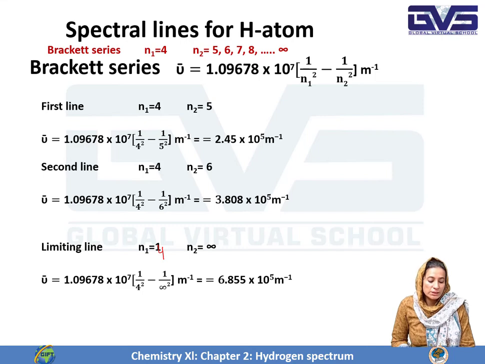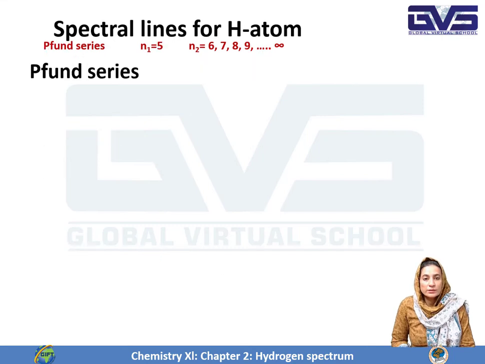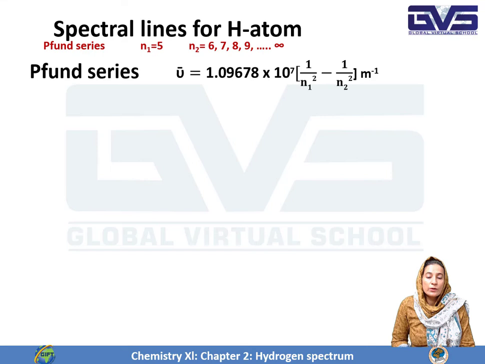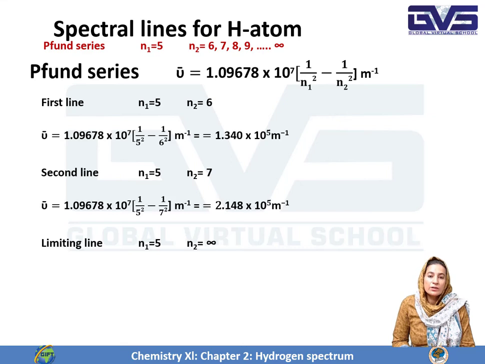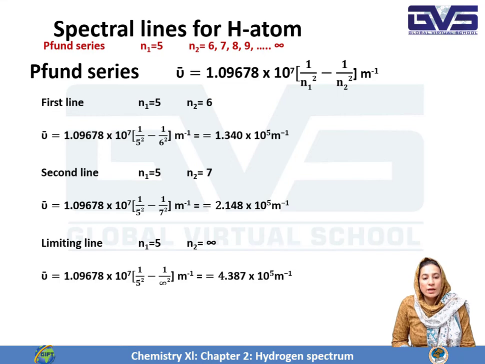can be asked from any series. Similarly, in one series, when the electron jumps from any higher orbit to the fifth one, for the first line n1 is 5 and n2 is 6, taking the square of 6 and the square of 5 and solving this equation, you can calculate the wave number for the first line, the second line, similarly the third line, and up to the limiting line. So this was all about how you can calculate the spectral lines from each series.